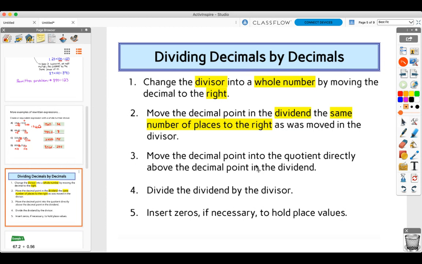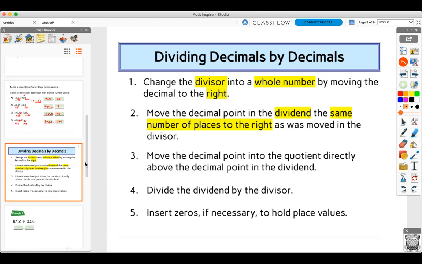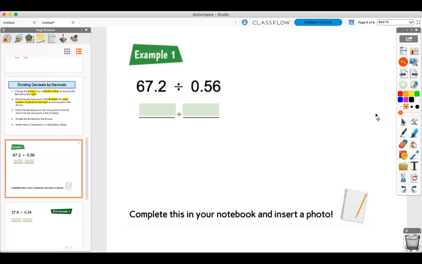3, move the decimal point into the quotient directly above the decimal point in the dividend. 4, divide the dividend by the divisor. This is what you've actually been doing in math class the last several days. You're just doing long division, and inserting zeros if necessary to hold place value. So let's do some example problems.